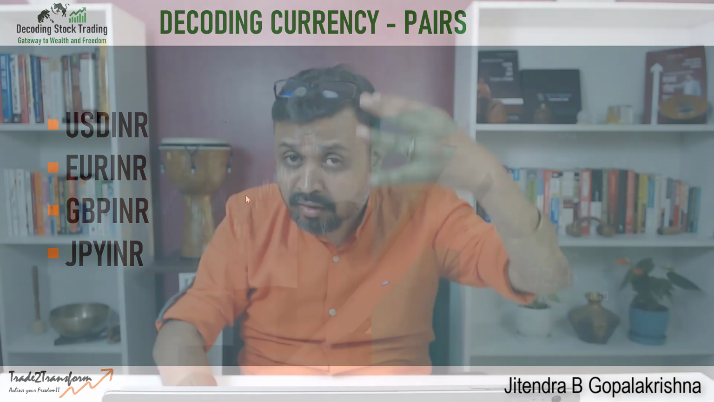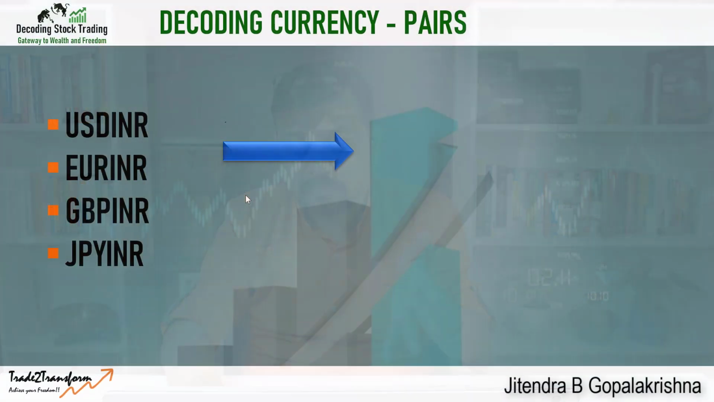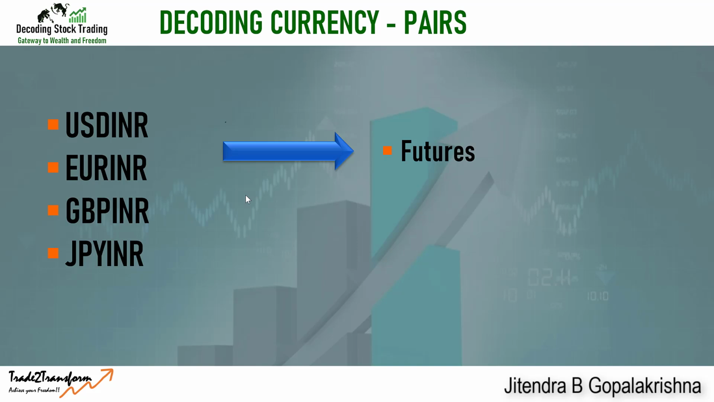These are the four pairs which are available to trade in Indian NSE's currency segment. All of these 4 pairs have futures which you can trade in, currency pair as futures contract or currency pair as options contract. You can choose to trade in either one of them. These are the 4 pairs which are available, which you can trade on.